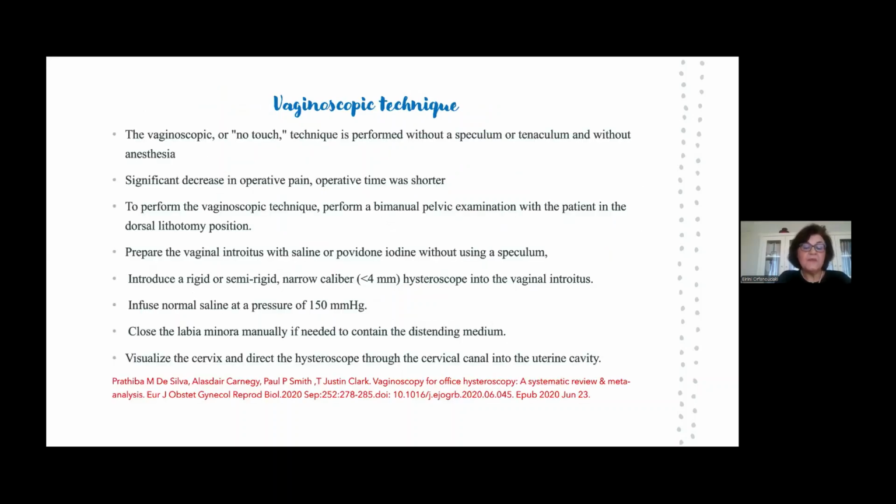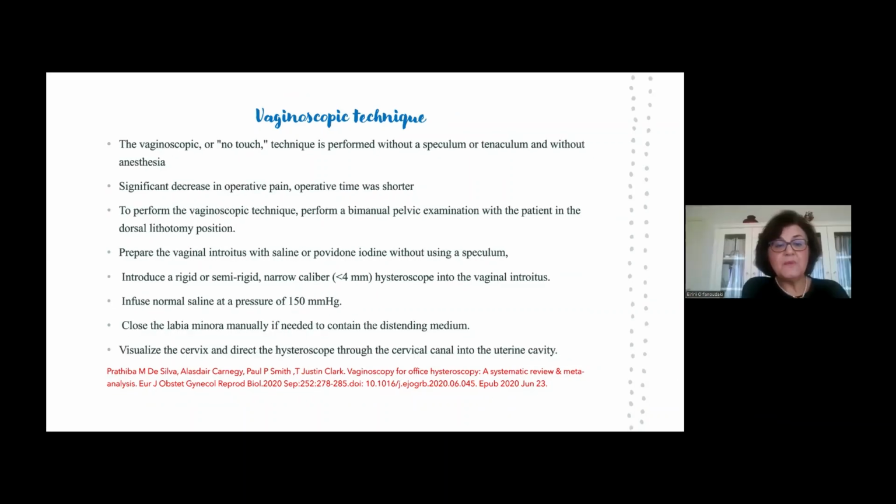Vaginoscopy technique. The vaginoscopy or non-touch technique is performed without speculum or tenaculum or without anesthesia. Significant decrease in operative pain, and operative time was shorter. To perform the vaginoscopy technique, perform a bimanual pelvic examination with the patient in dorsal lithotomy position. Prepare the vaginal introitus with saline or povidone iodine without using a speculum.